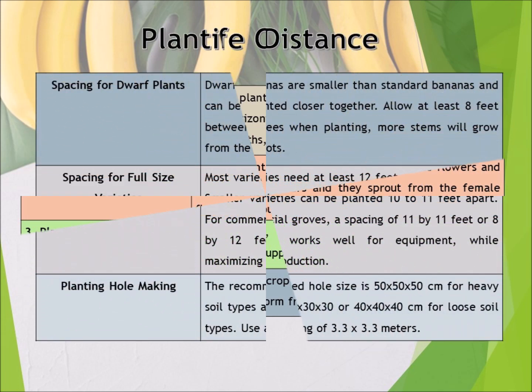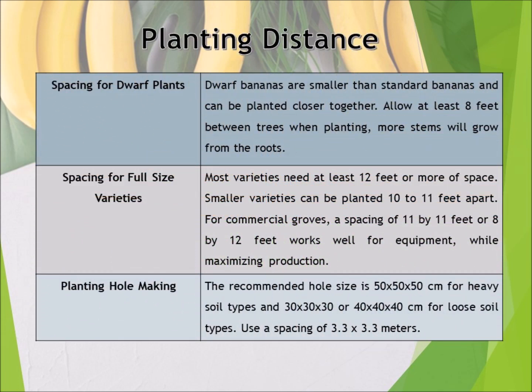Okay, the planting distance of banana is divided into three categories: spacing for dwarf plants, for full-size varieties, and for planting hole making. For dwarf plants, dwarf bananas are smaller than standard bananas and can be planted closer together. Allow at least 8 feet between trees when planting. More stems will grow from the roots.